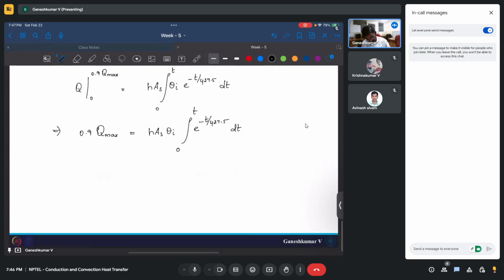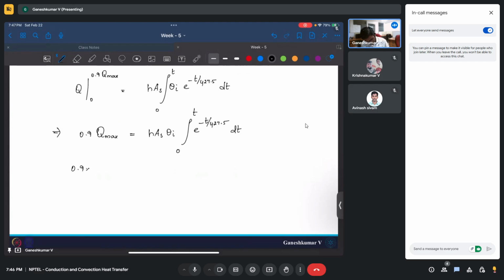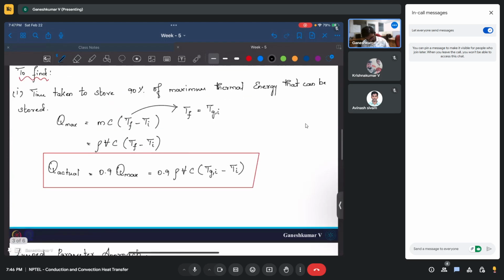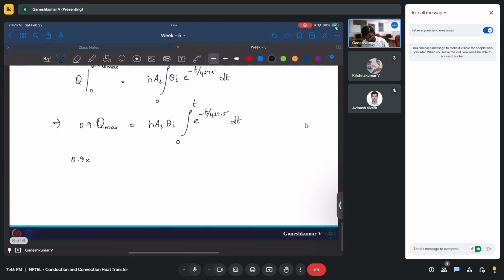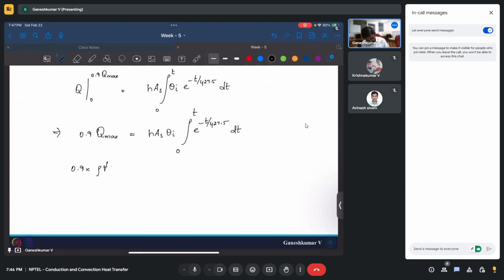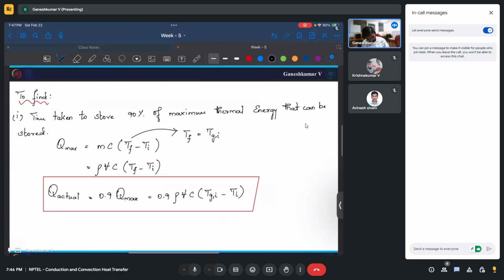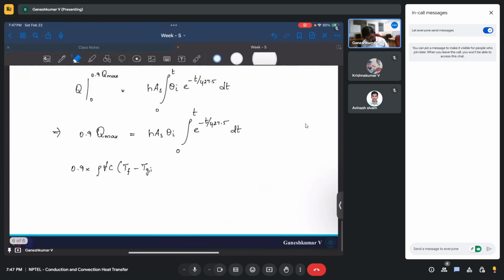We know what Q max is. We found Q max before. It's nothing but rho V c theta i, basically. Let's write it down: rho V c (T gi minus T i), which is equal to h A s theta i.